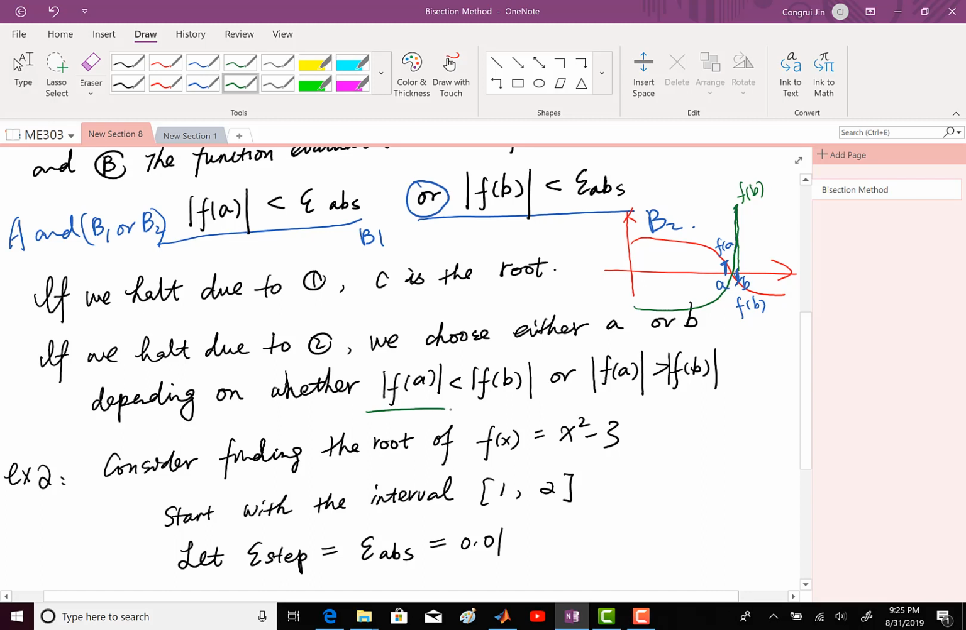So if the absolute value of FA is less than the absolute value of FB, we use A as the root. If the absolute value of FA is larger than the absolute value of FB, we use B as the root.